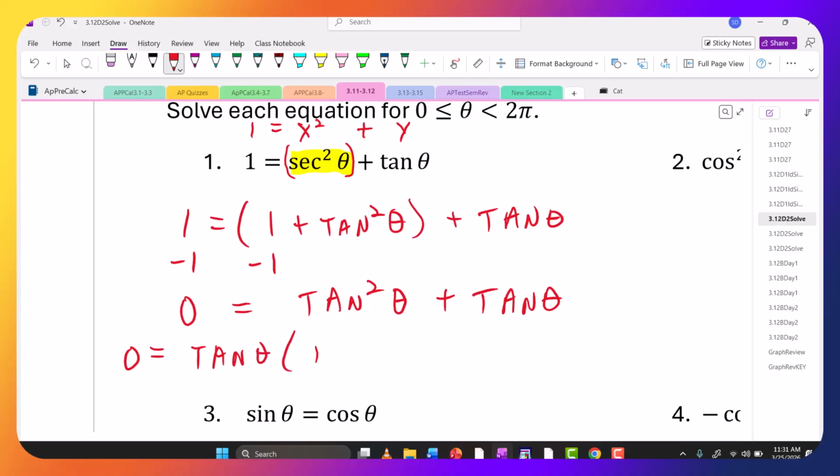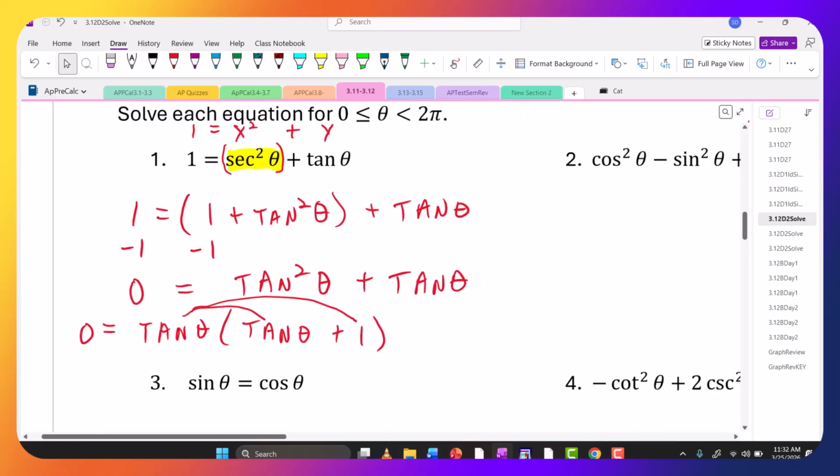Tan of theta is a GCF. Good distributors, good factors. Tan times tan is tan squared. Tan times 1 is tan. That's exactly what I have up there. But don't redistribute that, you're just checking your factored answer. Does it make sense? And I still have people that cannot do this.